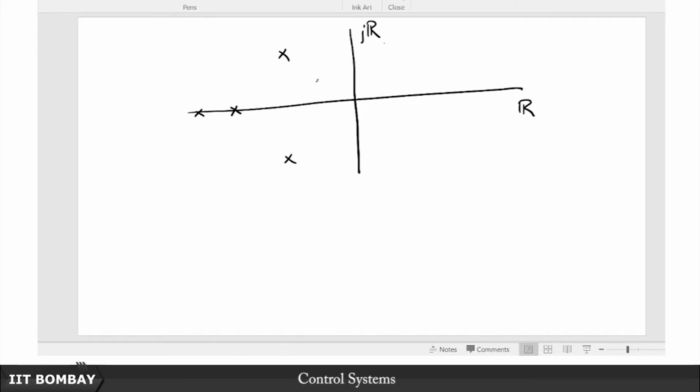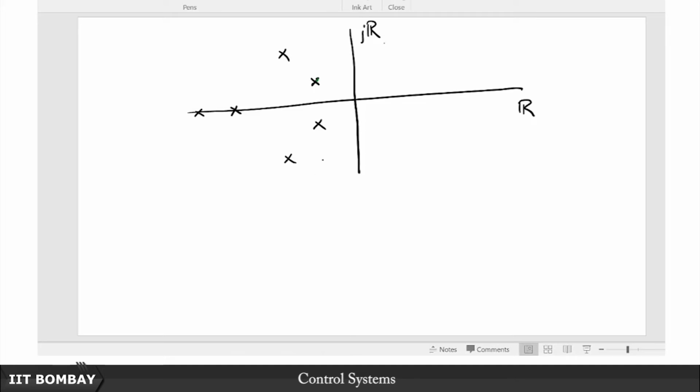Suppose there are poles like these, arbitrary. But the only thing common about this distribution, we are not bothered about the exact location, whether this is -4 plus j6 or this is -2 plus j2. We don't care about the actual magnitudes of the real and the imaginary parts of these poles. All that we are bothered with is that these are on the left half plane. So what is the common thread that connects all of them?